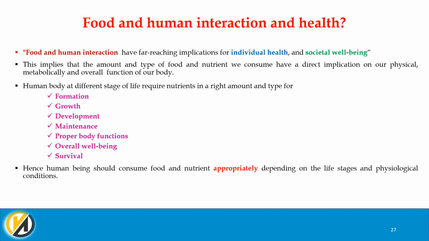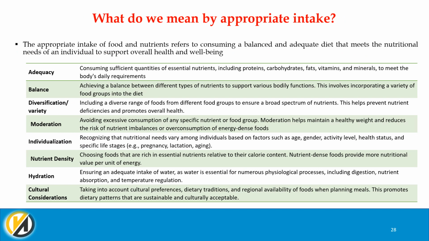The human body at different stages of life requires nutrients in the right amount and type, which is for the formation, growth, development, maintenance, proper body functions, overall well-being, and survival. Hence, human beings should consume food and nutrients appropriately, depending on the life stage and physiological conditions. So what do we mean by appropriate? What do we mean by appropriate intake?